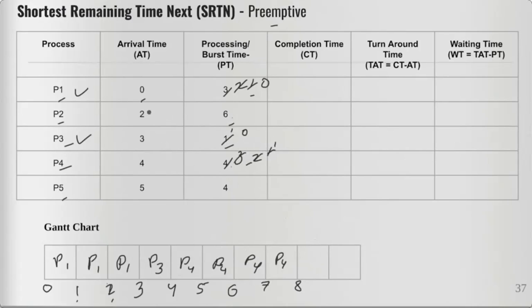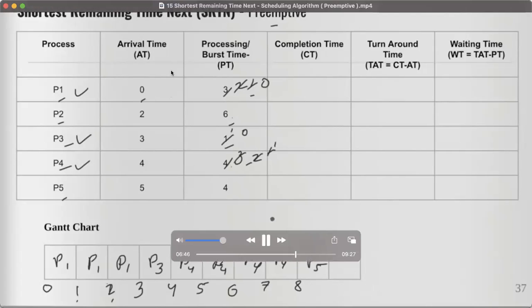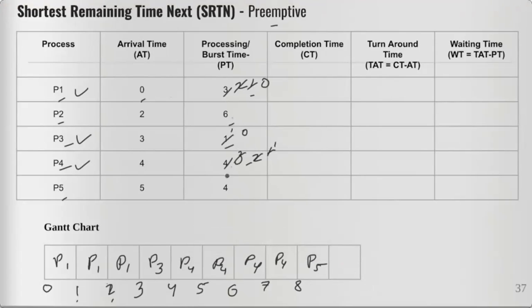Then at 8, we have P2 and P5. P4 is done. Which has the shortest remaining time? Definitely P5, so we'll let P5 run. Instead of writing 9, 10, 11, 12, we know there's no other competition; it's only between these 2, and P5 will win each time because it has the shorter remaining time. So I'll let P5 run for 4 units. It doesn't make sense to keep writing 9, 10, 11. I can just say 8 plus 4, which is 12.